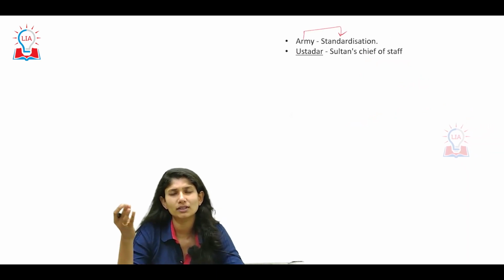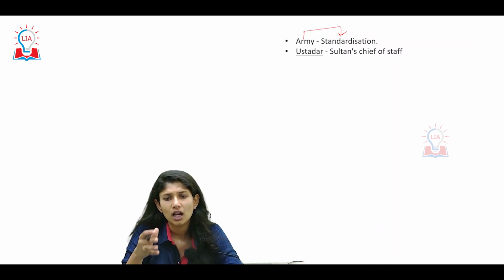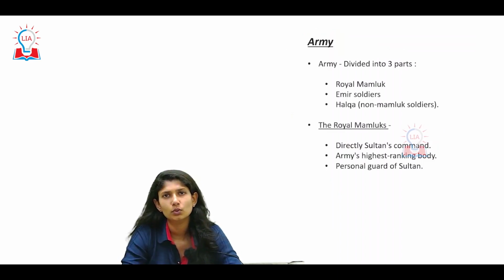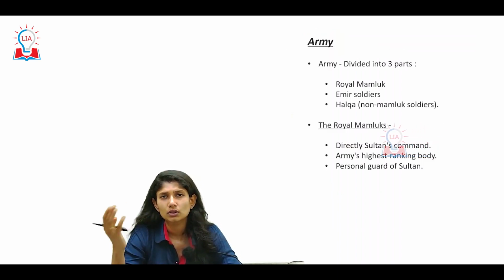Alright, next, as we have spoken, the army was standardized and was used for two purposes. What was that? Internal rebellion and external invasions. Also, the Ustadar was the one who would look after the Sultan's personal things, and he was the chief of staff of the Sultan.